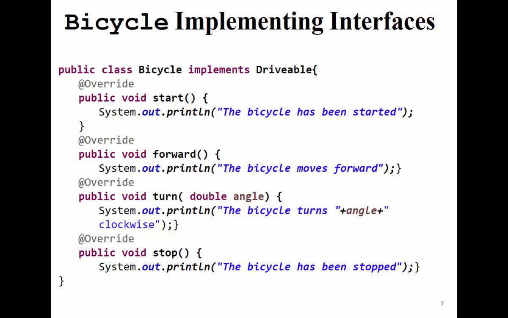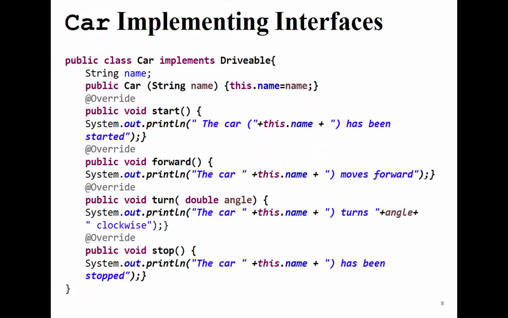But once you decide that Bicycle implements Drivable, you have to give an implementation for start, forward, turn with some angle, and stop. Another class is called Car.